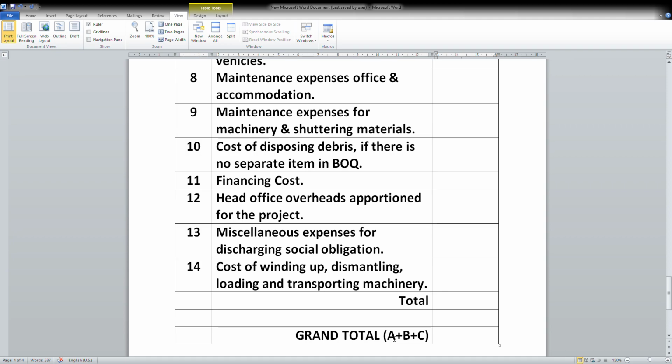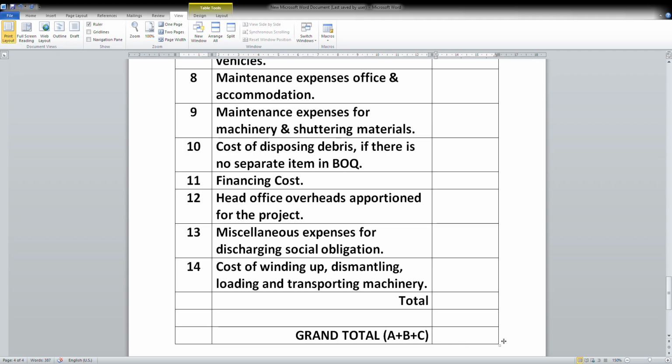So we have three heads. One is pre-contract expenses. The second one is mobilization expenses, that is, pre-construction stage expenses. And the third is expenses during the construction phase. That is what is given as A plus B plus C. Pre-contract expenses is A, expenses during construction phase is C, and B is the mobilization expenses before the start of construction. All these three cater to the indirect expenses.